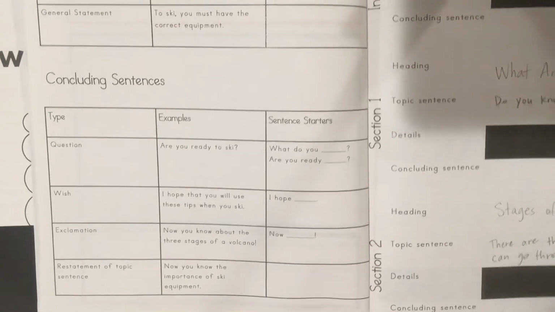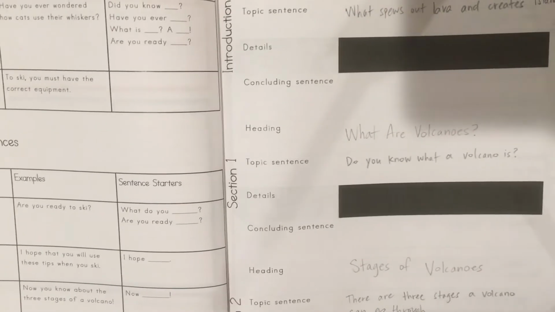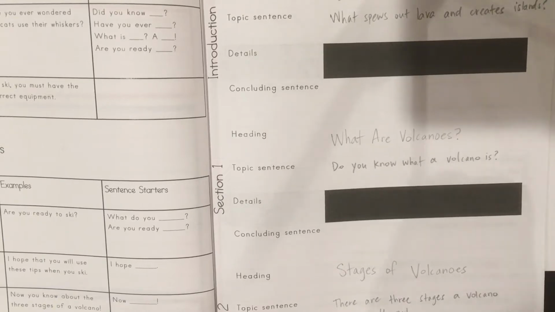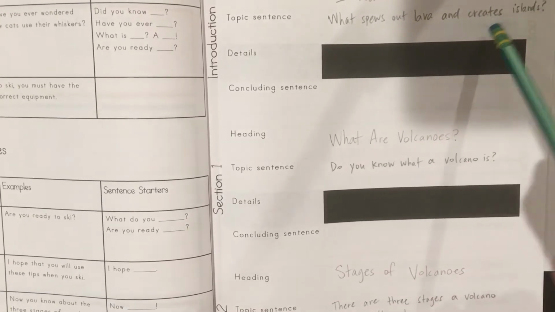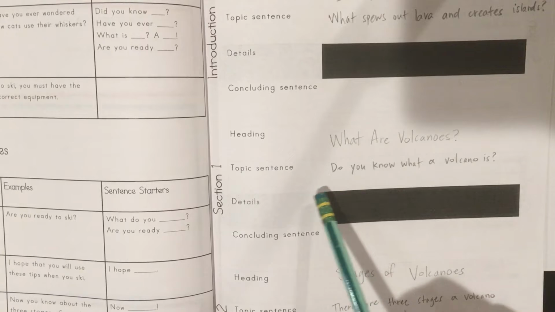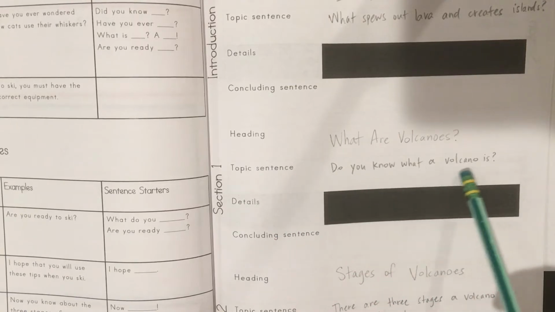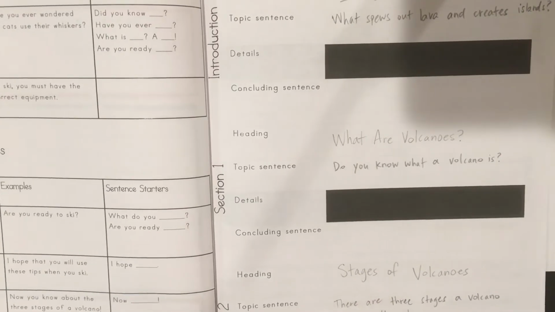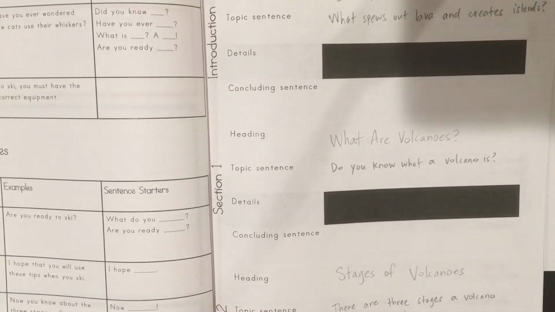So if you turn to page 13, I see my headings and I see the topic sentence that goes with it. So introduction, what are volcanoes? My topic sentence is, do you know what a volcano is? My heading is stages of volcanoes. Topic sentence, there are 3 stages a volcano can go through. Now, the purpose of writing my report is to teach others about volcanoes.